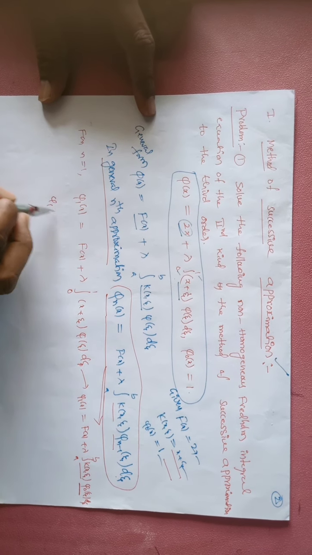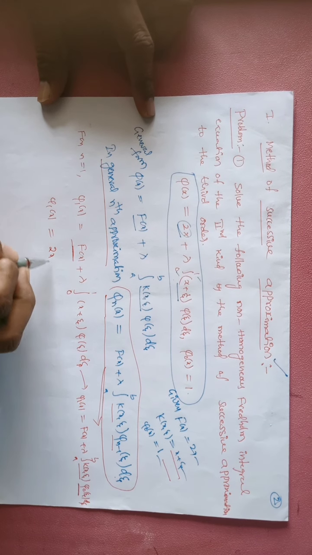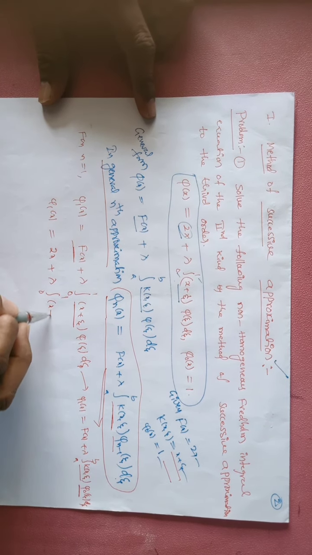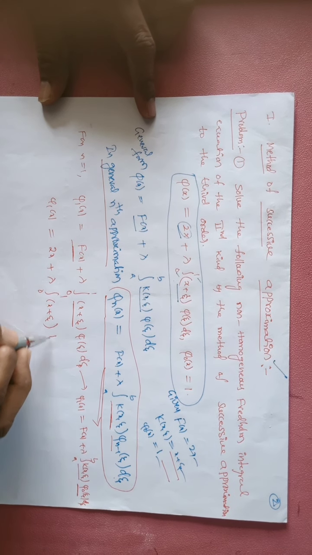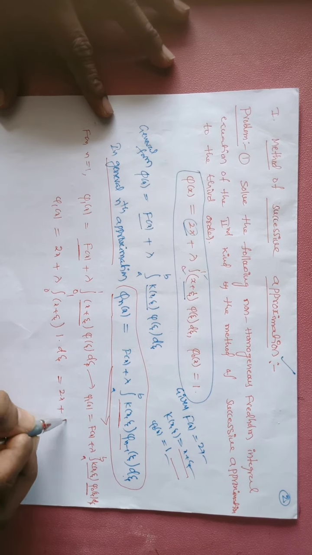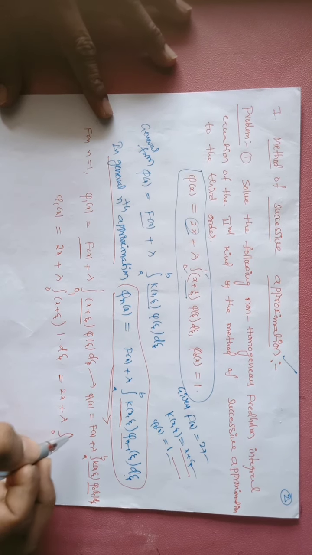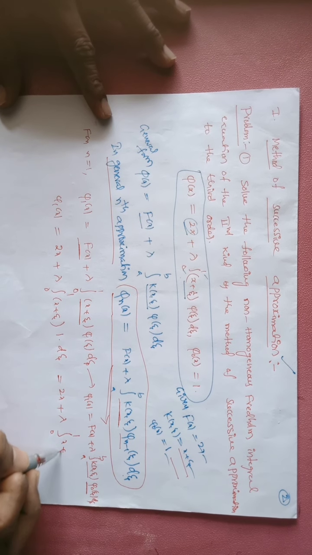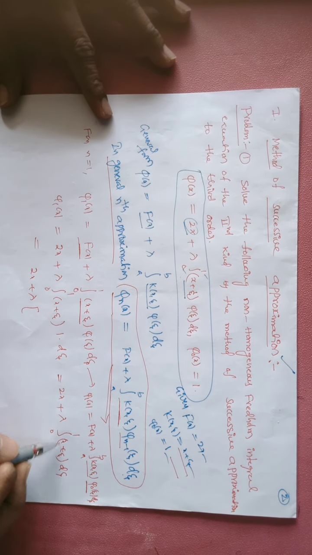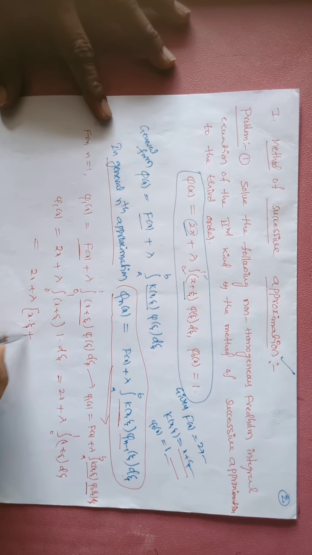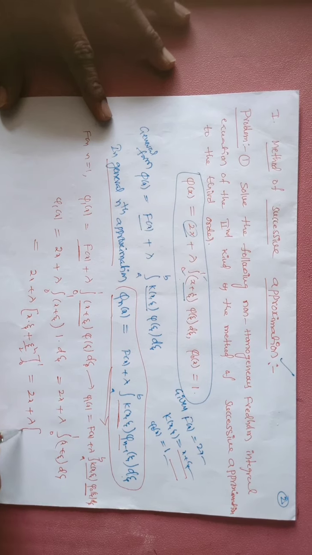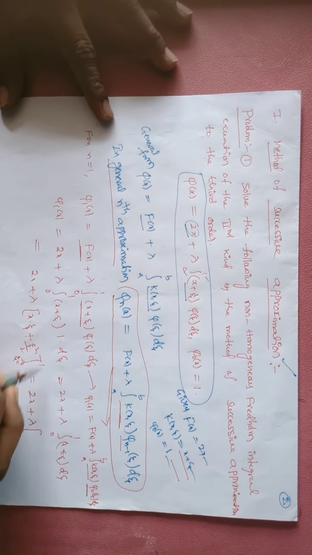Then I am substituting here: phi 1 of x is equal to f of x, that means 2x, plus lambda times the integral from 0 to 1. This is k of x, xi, whose value is x plus xi, and phi of xi is a constant function, 1, into d xi. Now I am going to solve this integral equation. That means 2x plus lambda times the integration with respect to xi of x plus xi into 1, which is x plus xi d xi. This is equal to 2x plus lambda times the integration of x with respect to xi, x being a constant, giving x into xi, plus the integration of xi, which is xi square by 2, with limits 0 to 1. These are the limits of xi: xi is equal to 0 to xi is equal to 1.